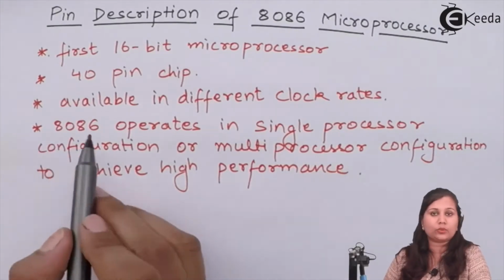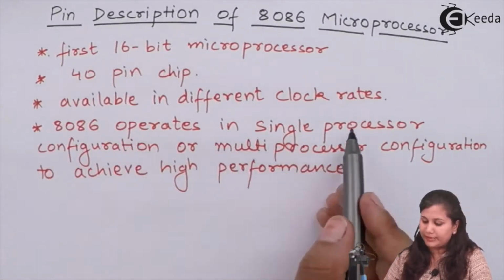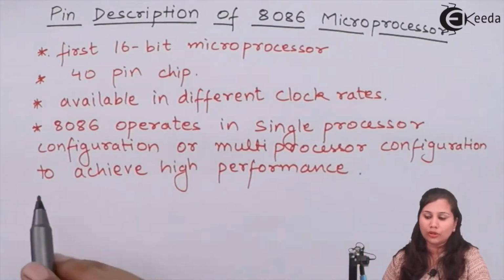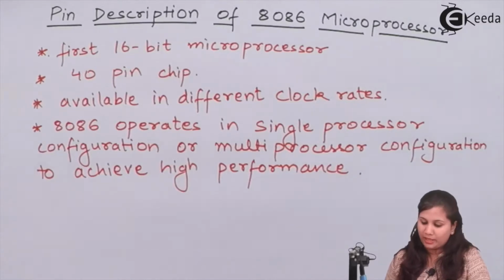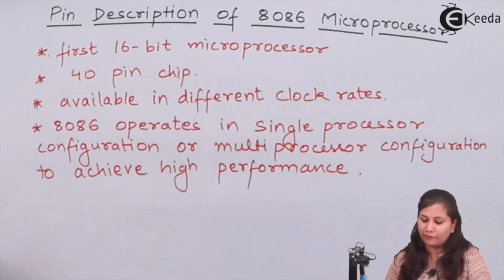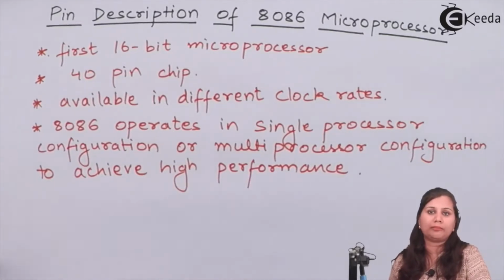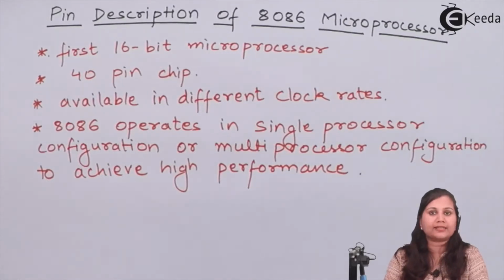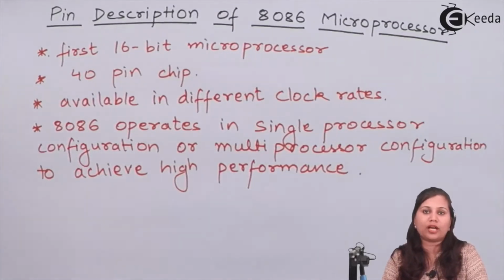So this 8086 microprocessor can operate in single processor configuration and also in multiprocessor configuration, to achieve high performance. Now as the 8086 microprocessor has 40 pins, some of these pins can operate in either maximum mode or minimum mode, or both maximum and minimum modes. So here we can write that some of the pins have functions which are operated in the maximum mode or in the minimum mode, or both the modes.